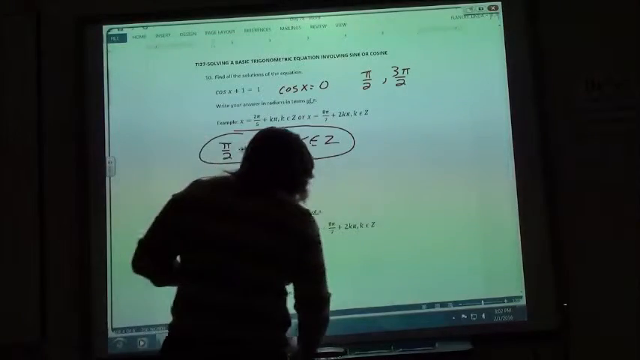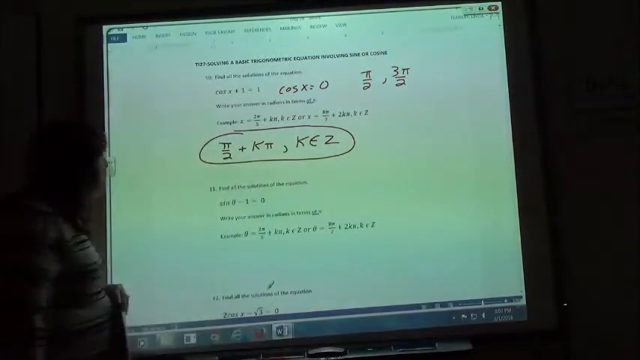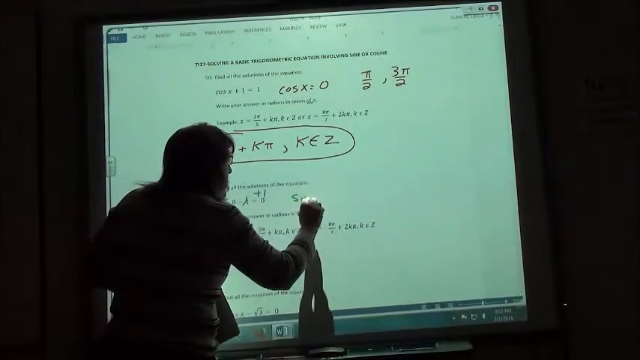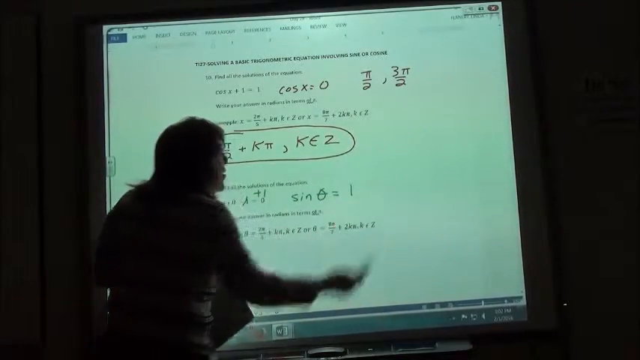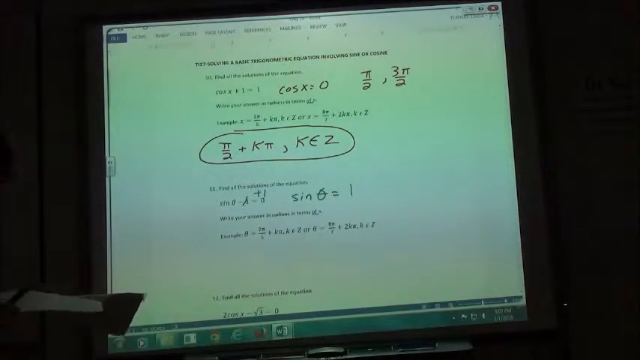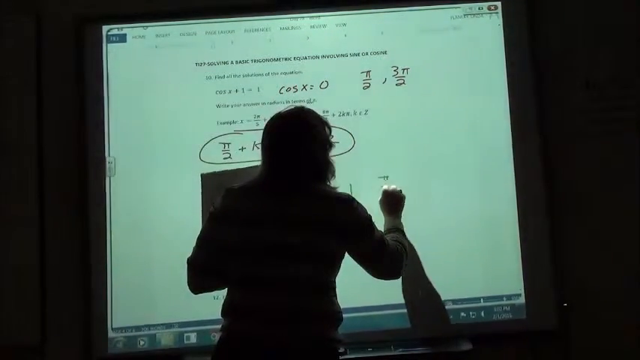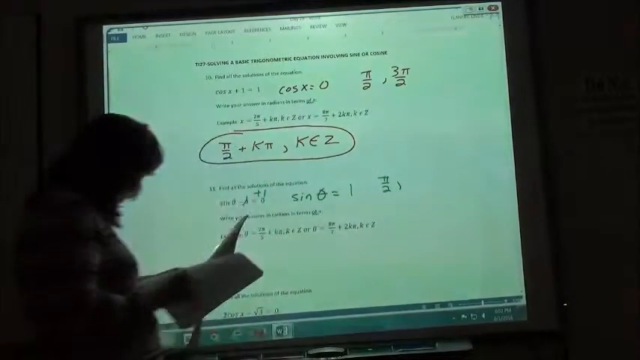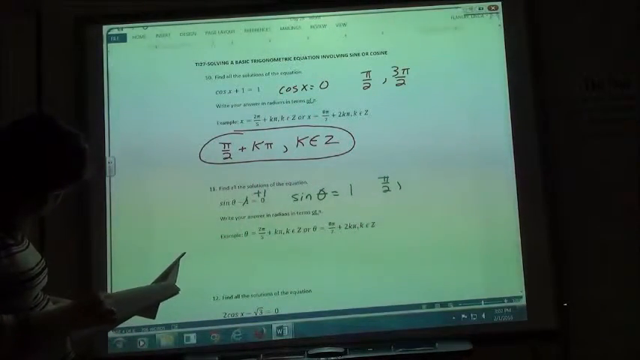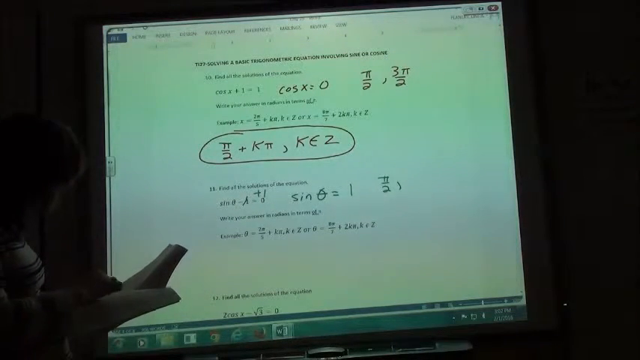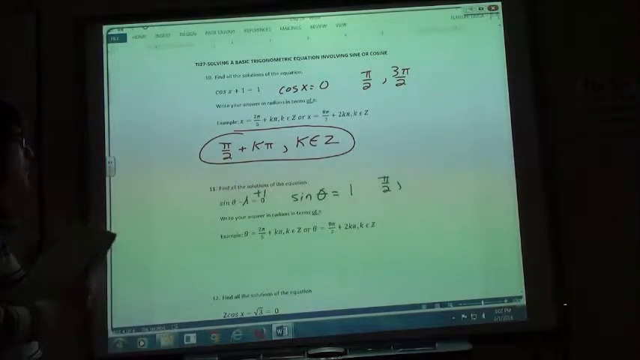Let's look at the next one. It says the sine of theta minus 1 equals 0. So I'm going to add 1 and look up where the sine of theta is equal to 1. So looking at my chart, sine equals 1 is pi over 2. And that's the only one I see. So we just have that one answer, pi over 2.